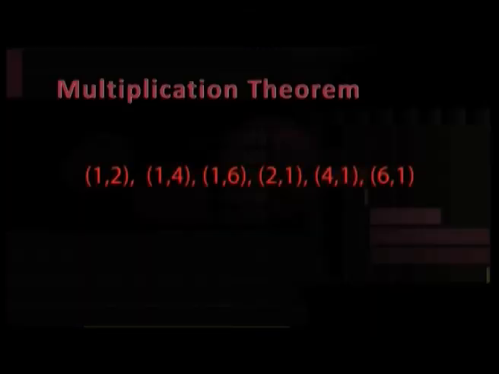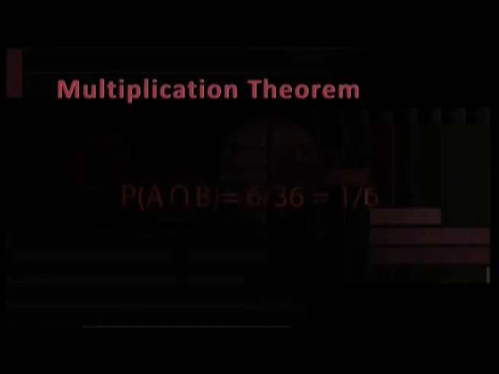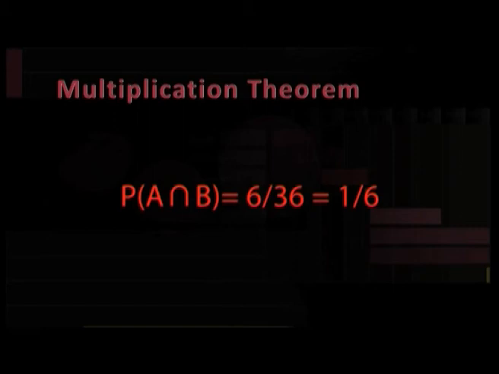Further, the event A intersection B has the following outcomes: 1 2, 1 4, 1 6, 2 1, 4 1 and 6 1. Observe that there are 6 combinations of numbers, the events both A and B. Hence, probability of A intersection B is equal to 6 by 36, which is equal to 1 by 6.